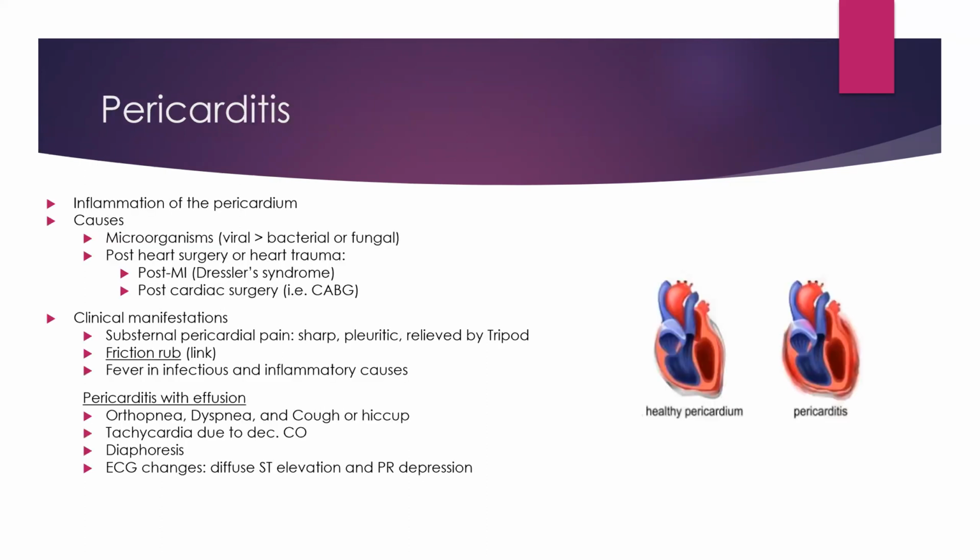Okay, so pericarditis is the next one we'll talk about, and this is an inflammation of the pericardium. The heart is surrounded by the pericardium. It's also called the pericardial sac. This is a two-layered fibroserous membrane. You've learned about it before. The outer wall is the parietal pericardium. The inner wall is the visceral pericardium.